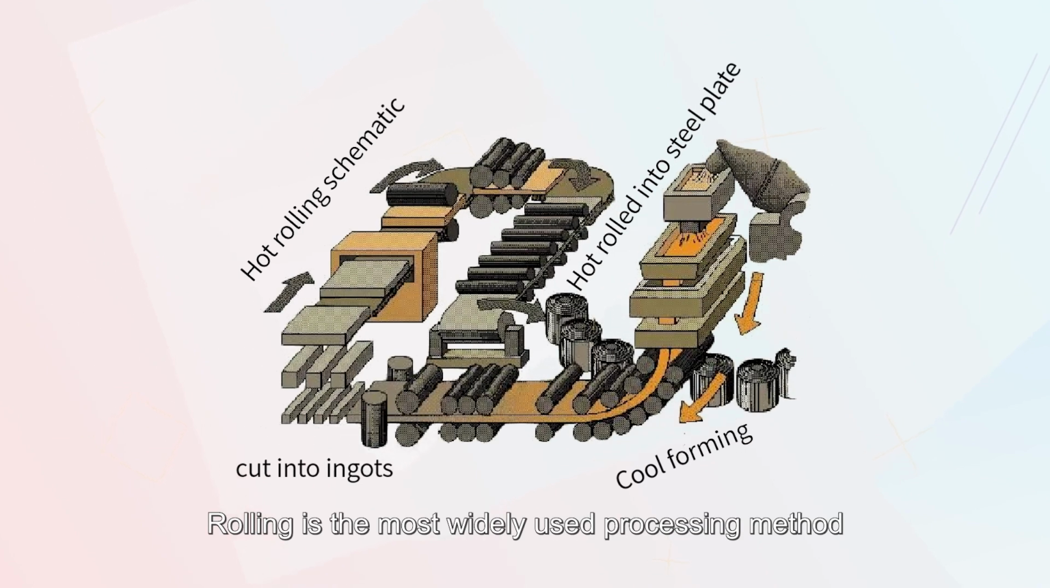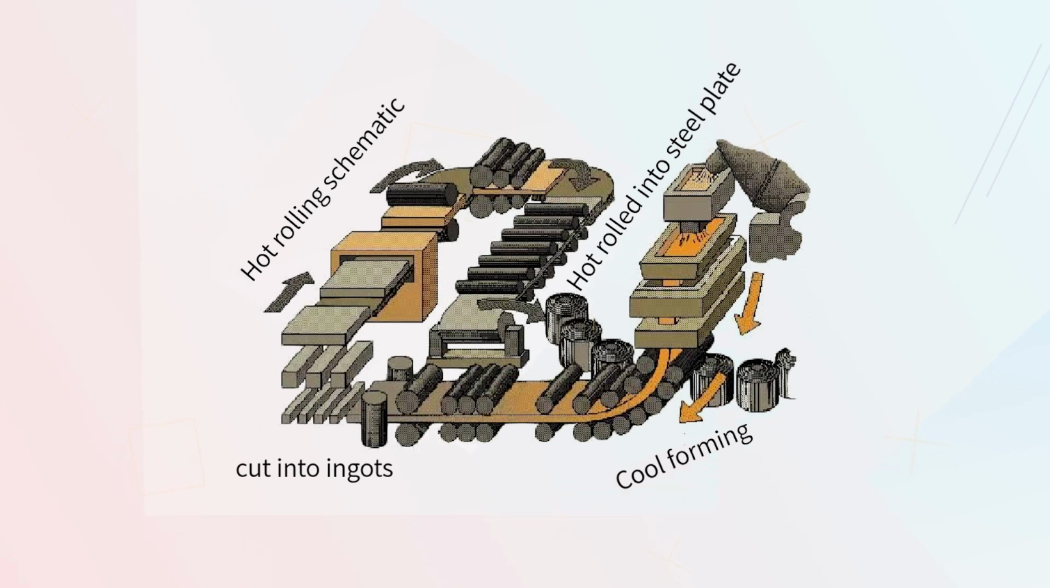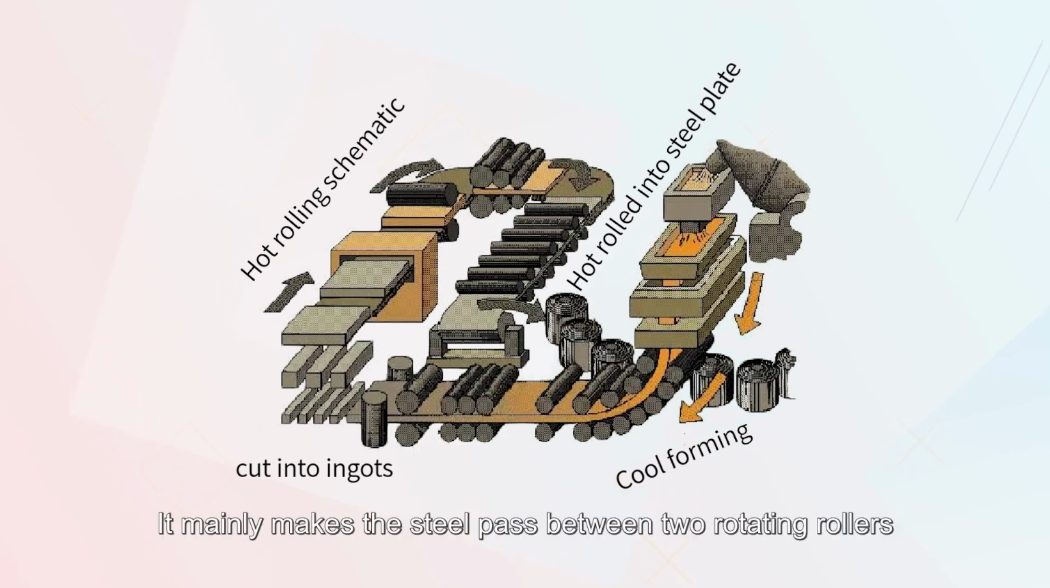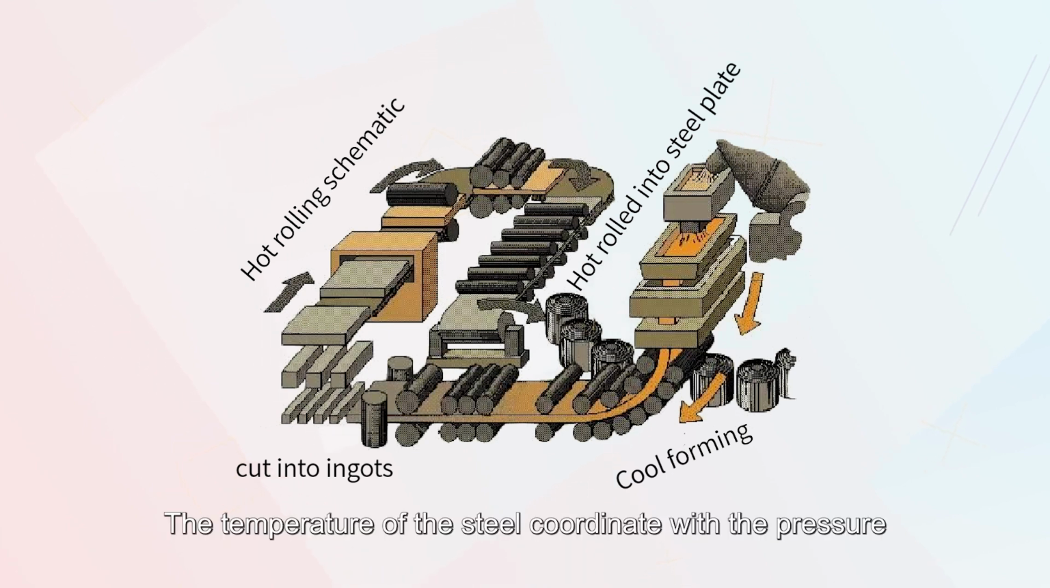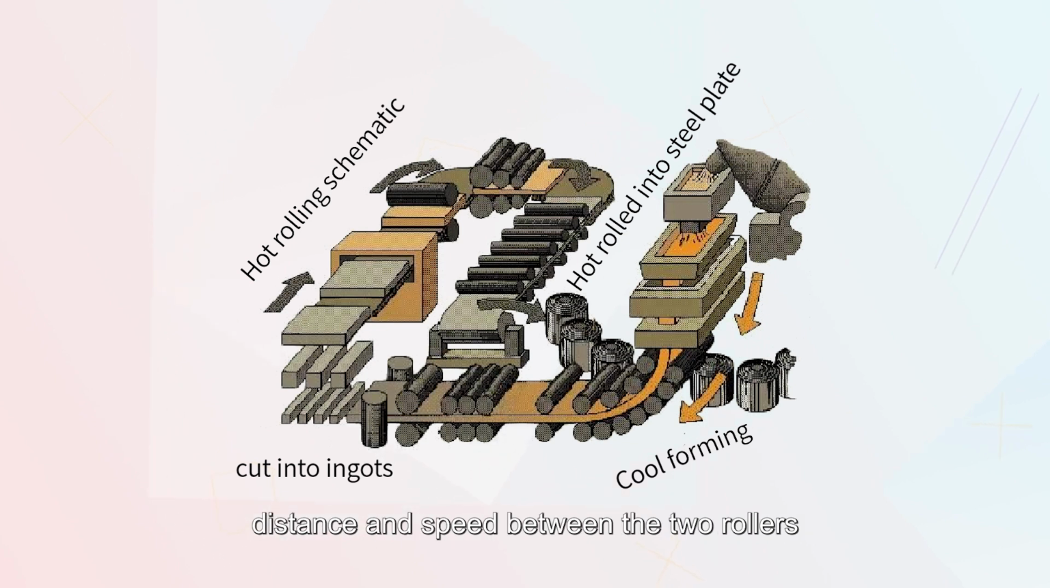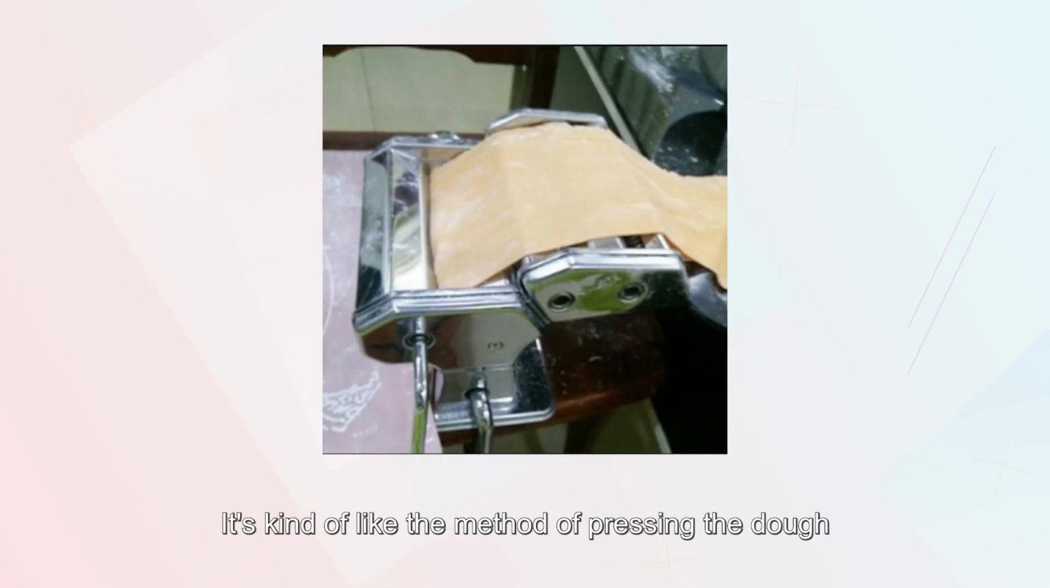Rolling is the most widely used process method. It mainly makes the steel pass between 2 rotating rollers. The temperature of the steel coordinates with the pressure, distance, and speed between the 2 rollers, and then different steel products can be rolled. It's kind of like the method of pressing the dough.